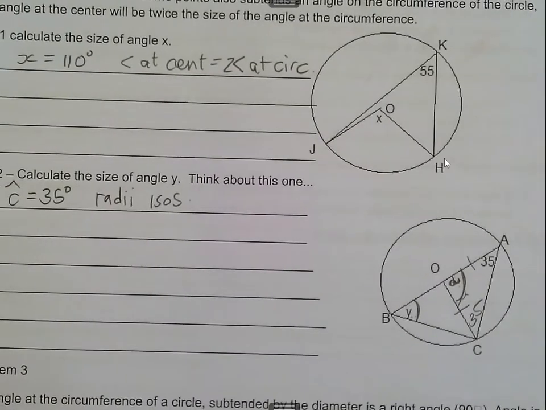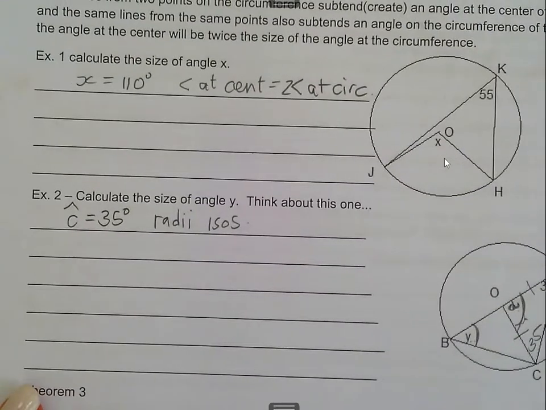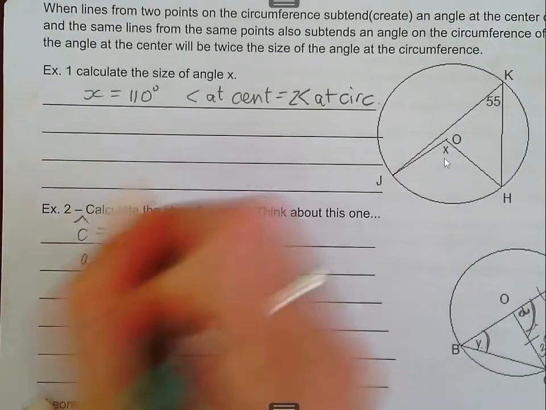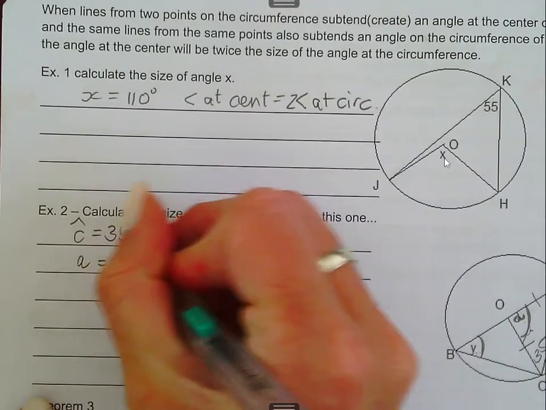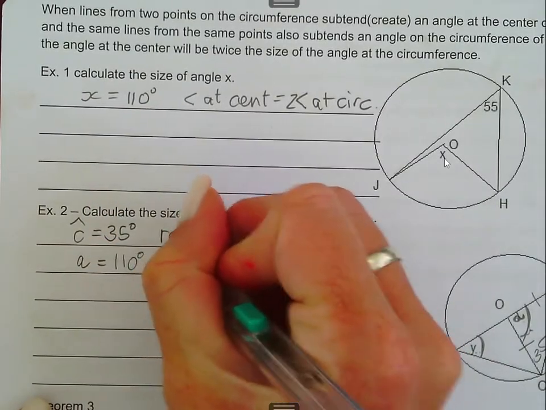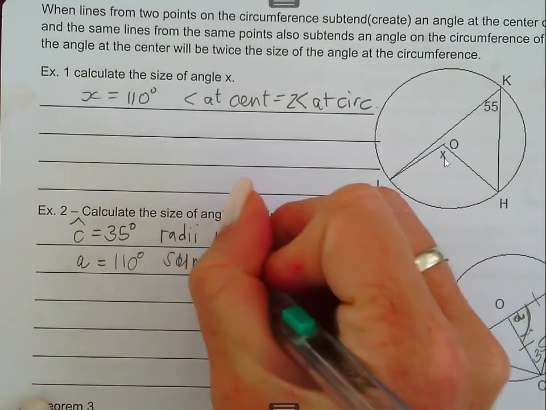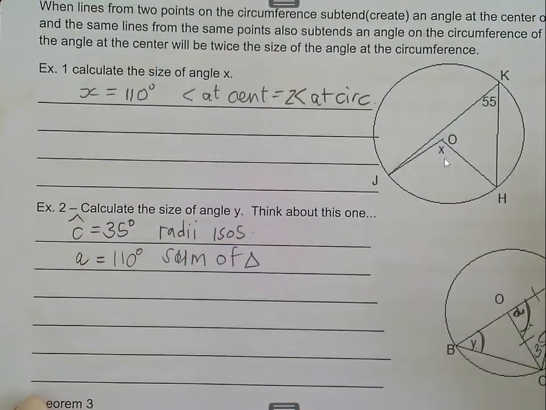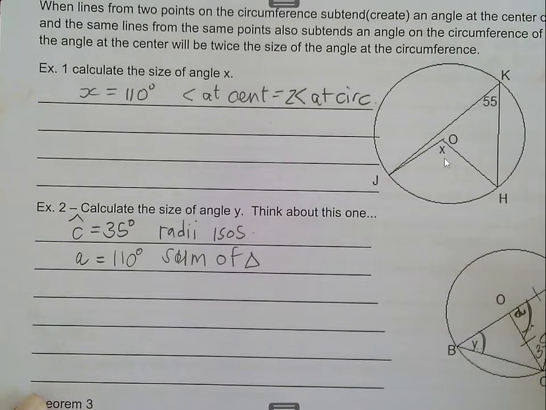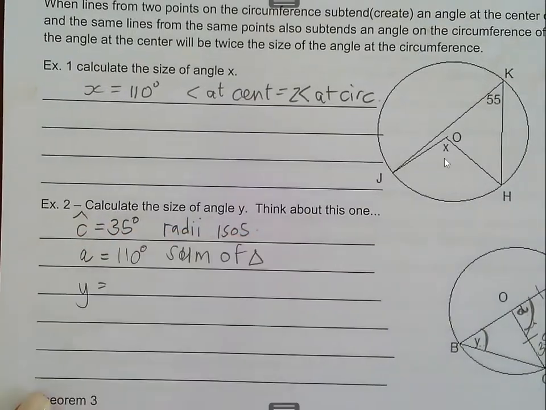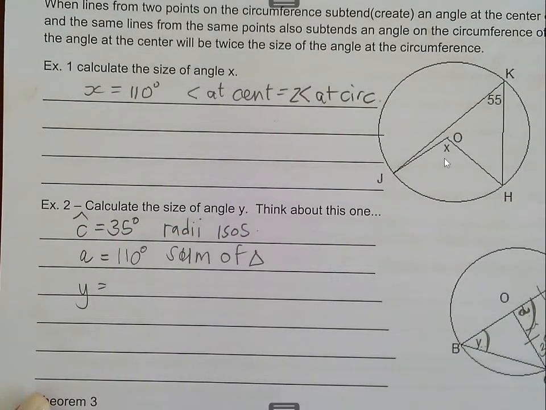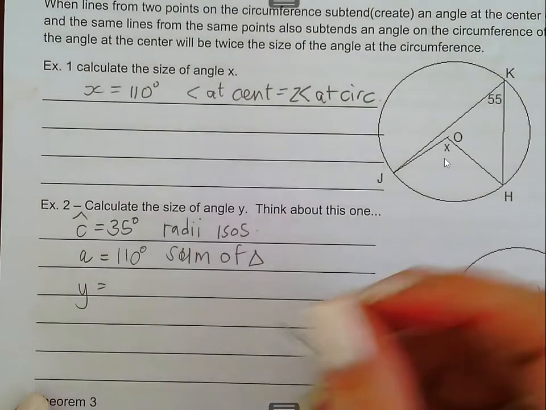So now I can find A. That A is going to be what? How do you get to 110? It's the sum of the interior angles. No? And now that I have that angle A, what is Y going to be? Y is 55.